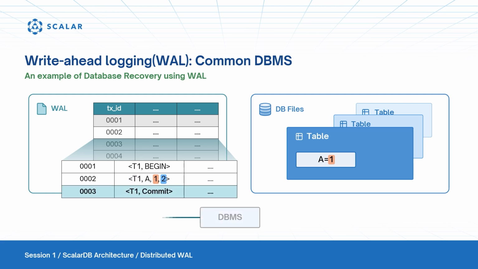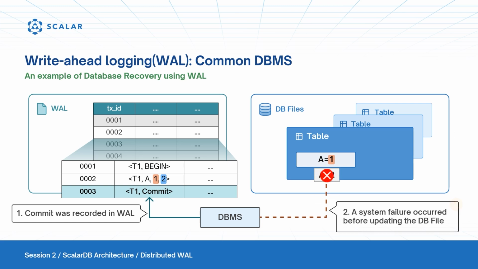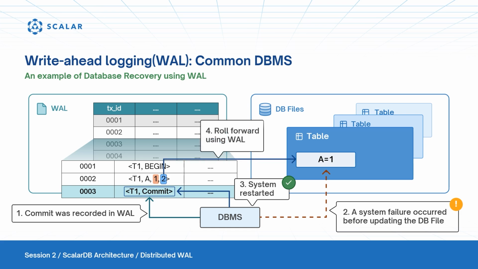This is a simple image of roll forward using WAL after a DB issue. The commit record is written in the WAL first. DBMS also tries to update the target value in the database file to 2. But consider a case where system failure occurred before updating the value. Fortunately, the system has been rebooted. But at this point, there is a difference between the WAL and DB files. DBMS checks WAL and confirms if the transaction is completed in WAL. When the transaction is completed, DBMS executes roll forward and updates the target value to 2.